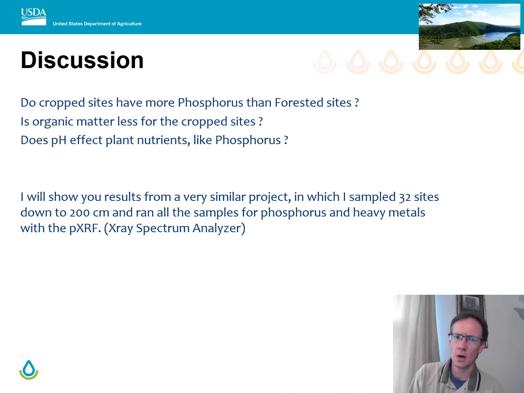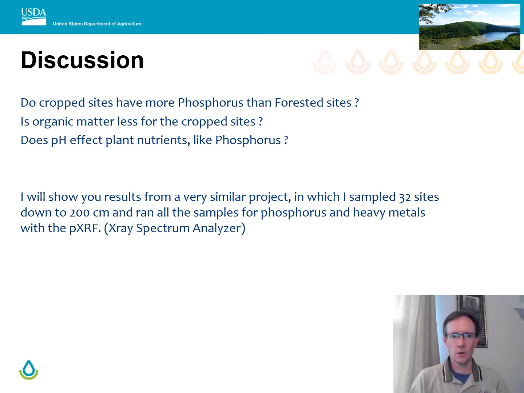Some discussion on my project. Do crop sites have more phosphorus than forested sites, for example? We'll see. Is organic matter less for crop sites? Does the pH have any effect on the plant nutrients, like phosphorus, for example?